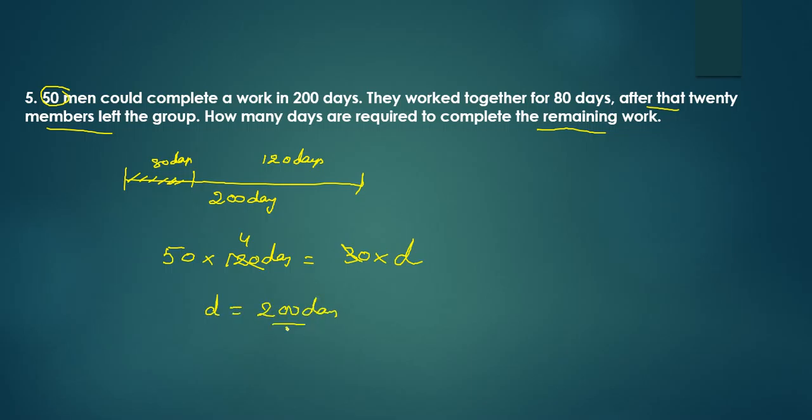Because he is asking about the remaining work. If there are only 50 men, they can complete the work in 120 days. But as the number of people left, the efficiency is going down. So the number of days required will increase. So that is the reason we are getting 200 days to complete the remaining work.